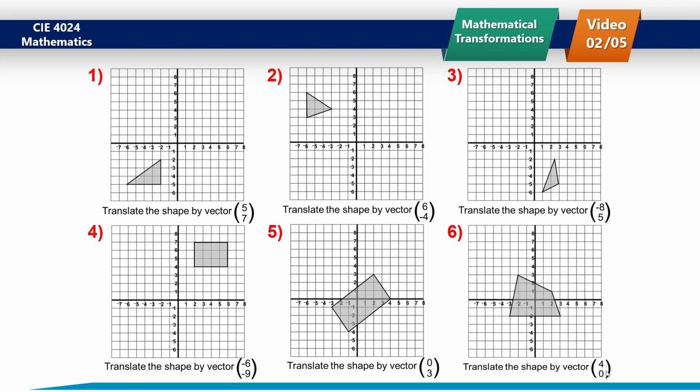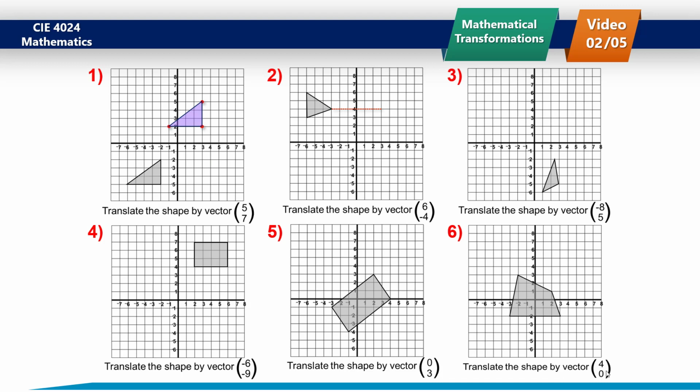Let's have more examples about that. Translate the shape by vector 5:7. Same thing, we can see 5 units right and 7 units up. So this will be the first point, and second is 5 units right, 7 units up, and same with the third. And when I join this, I have the image.